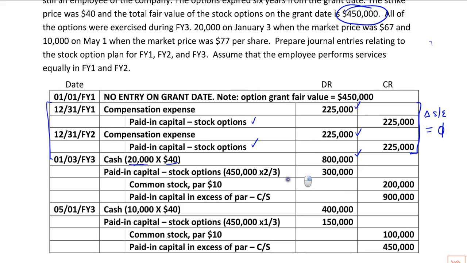Okay. Now, when we exercise the option, what you have to do is remove the paid-in capital stock options that you recognized up here. As they get exercised, you're going to remove them. So here, let's see if I can squeeze a T account in here. Paid-in capital stock options, we have 450. Now we're removing 20,000 shares. We had 30,000. That's where the 20,000 over 30,000, or 2/3, comes from. So that's 300,000.